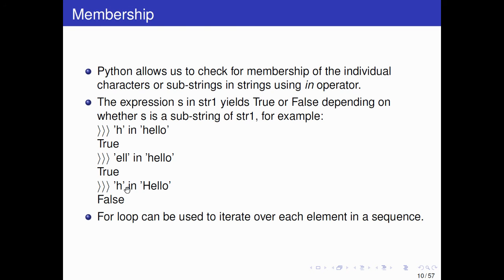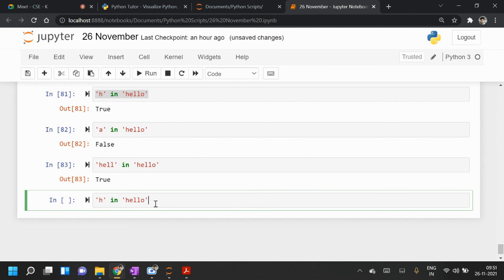But here you see, it is case sensitive. If I make it capital H, then what will it return? False, because capital H will not be found in this hello string, so it will not find h in that. That's why it is false.